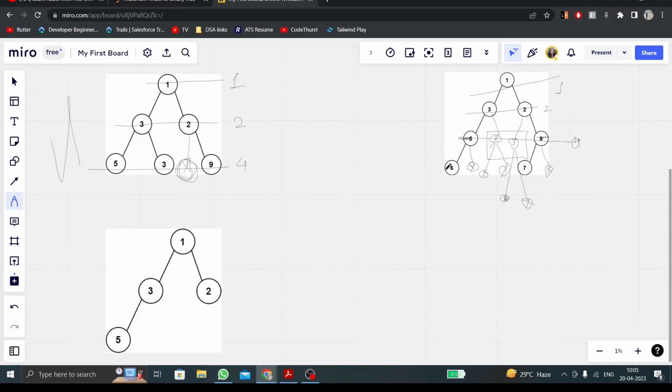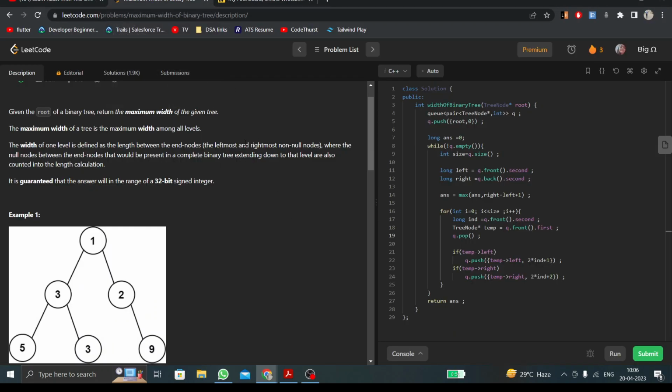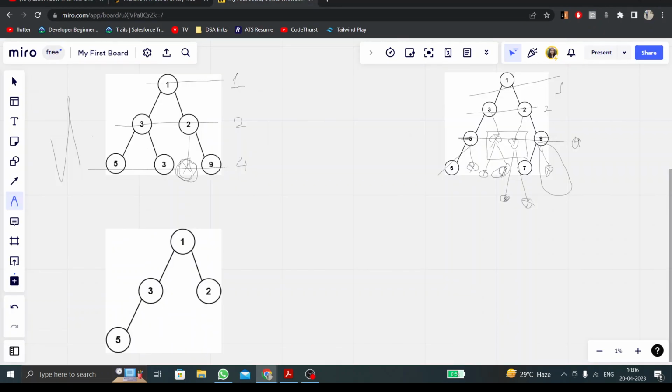Okay, in this level, see, we are first counting 6. This node will be counted, this null node would be counted, this null node would be counted, this null node would be counted, this will be counted, this will be counted, 7 will be counted. But will this be counted? It's a question. So in the question it is clearly mentioned that we have to count the null nodes which come between two non-null nodes. This extreme null node does not come in between any two non-null nodes.